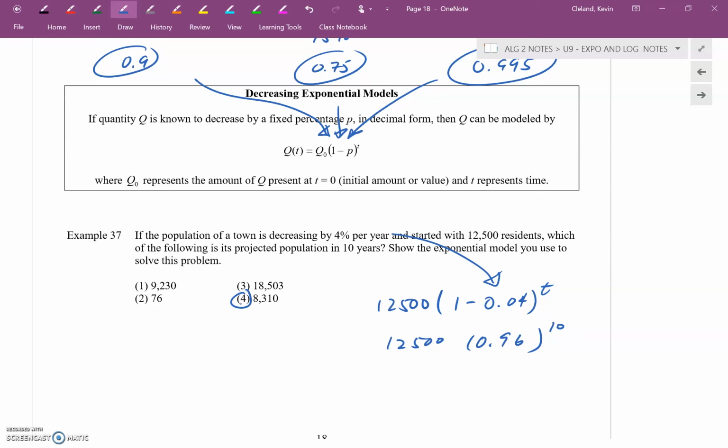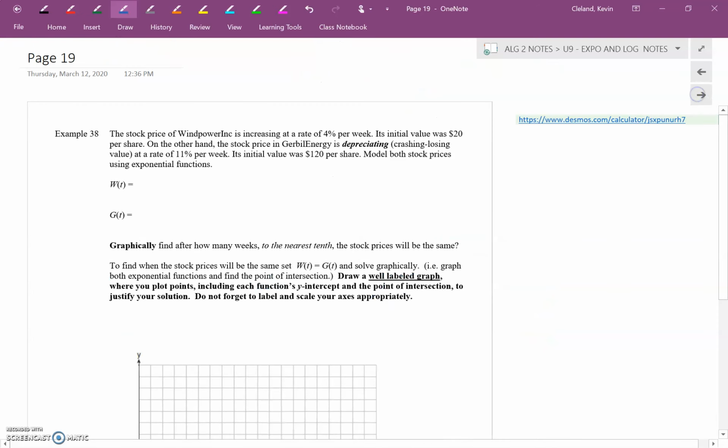Well, our last page today, we're making a graph. And what are we dealing with here? Stock price of Wind Power Incorporated is increasing at 4% a week, and its initial value is 20 bucks. Durable Energy is depreciating, which is losing money, decreasing in value at a rate of 11% a week. That was starting at 120 bucks a share.